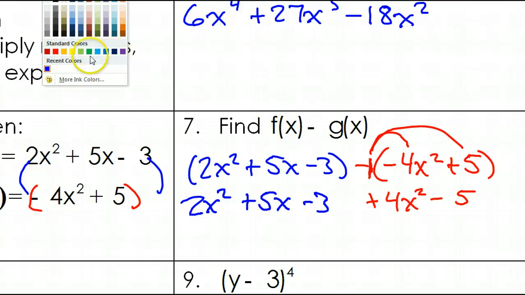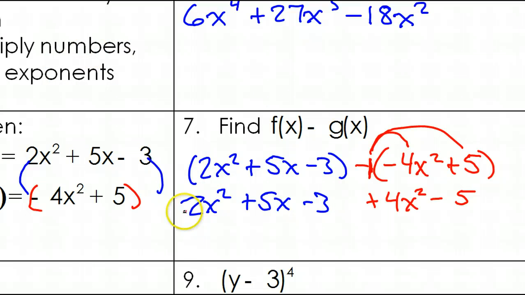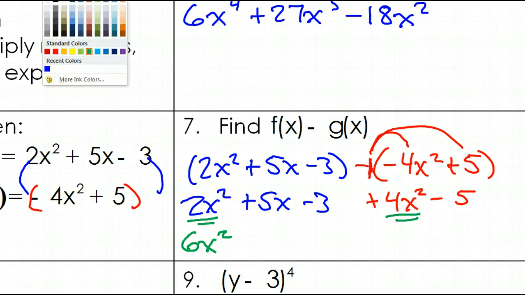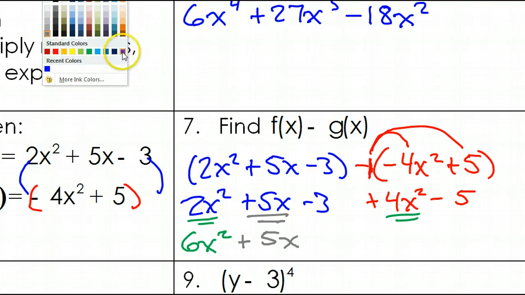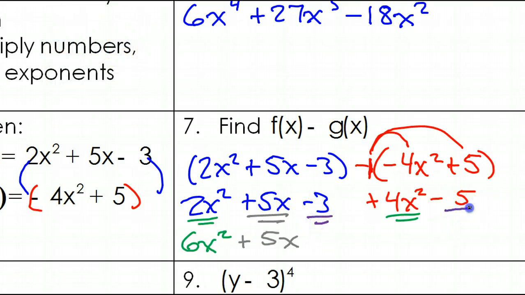Okay, let's look for those like terms, people. Well, I've got 2x squared and 4x squared. That makes 6x squared. Now then I've got 5x, right? But there's no other x term, so I'm just going to bring that down. And then the constant, negative 3 goes with negative 5 and makes negative 8. So this should be your answer for number 7.